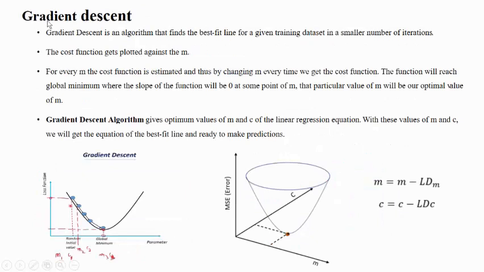The estimation of m as well as c can be done using two or three different methods. The first one is OLS, that is the ordinary least squares method. The second one is gradient descent. So in my case, I have used the gradient descent algorithm, which finds the best fit line for the given training data set within a small number of iterations. So here we can see the cost function plotted against m.